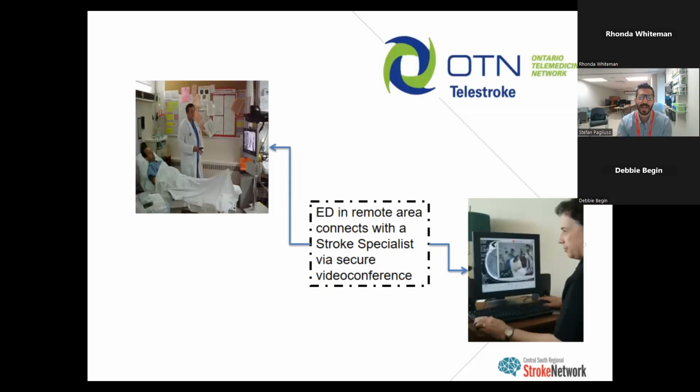What this diagram is meant to show is the connection between a remote or community emergency department via a secure video conference with a stroke neurologist. That stroke neurologist is able to quickly come online, virtually assess the patient, review images, and facilitate decision-making regarding the delivery of thrombolysis and/or referring that patient to the nearest endovascular therapy center as quickly as possible. We'll go to the next slide, Rhonda.